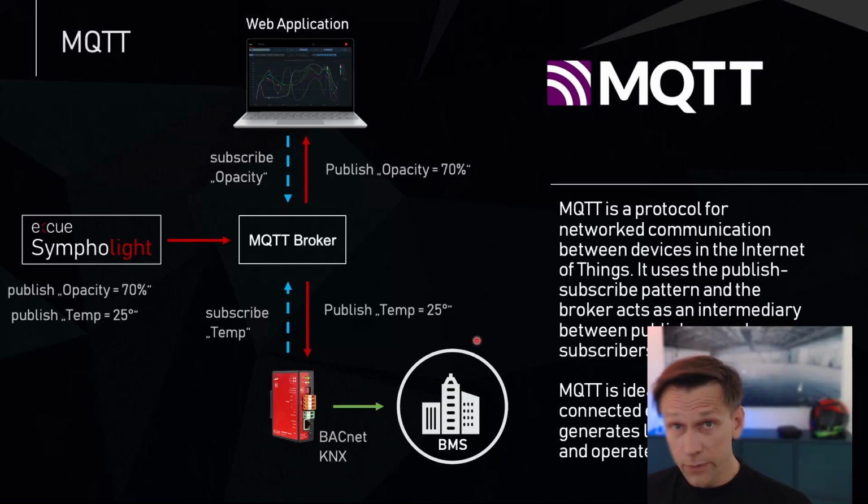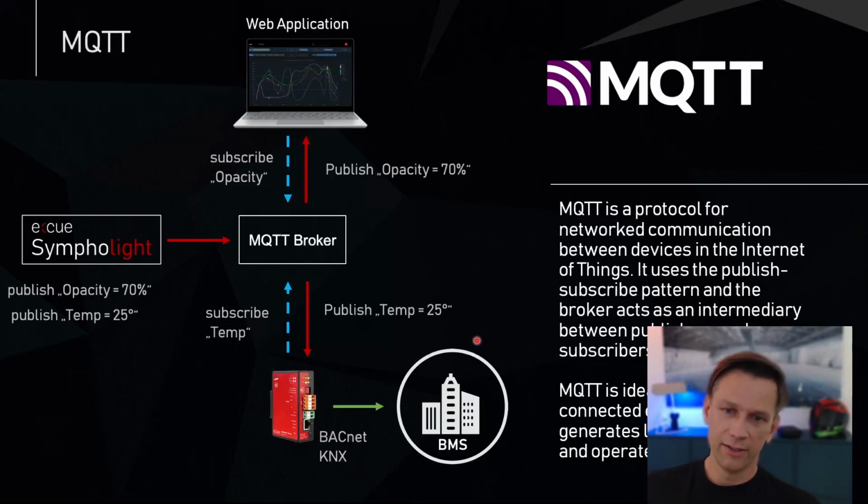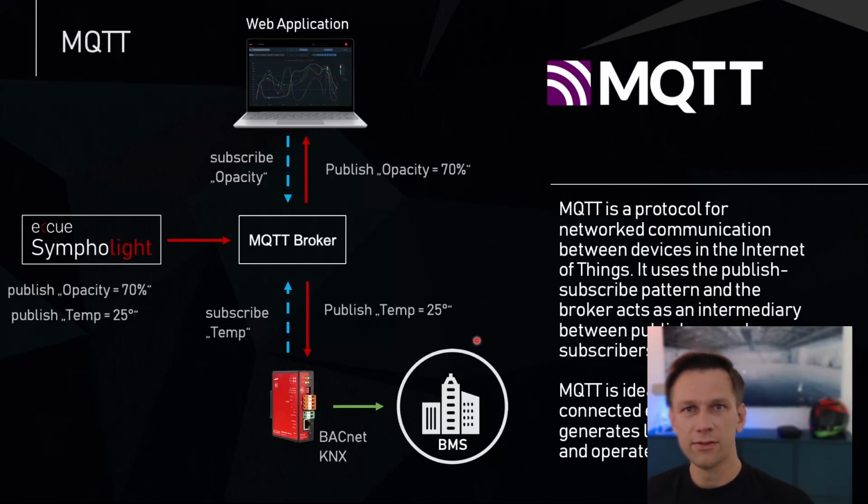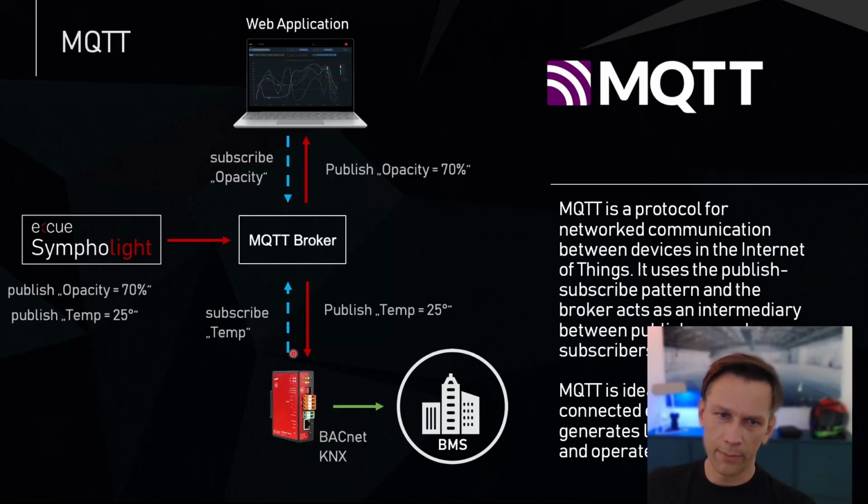Other applications like the gateway can subscribe. It's very similar to Netflix: you can subscribe to information, and as soon as there's new information, it is automatically pushed from the broker to the application or device. So the devices which subscribe are always up to date. For instance, Sympholight has a new opacity. This new opacity is reported to the MQTT broker. The web application subscribed to this topic called opacity. We are always talking about topics. As soon as the opacity has changed, there is automatically an exchange between the broker and the web application to keep it up to date.